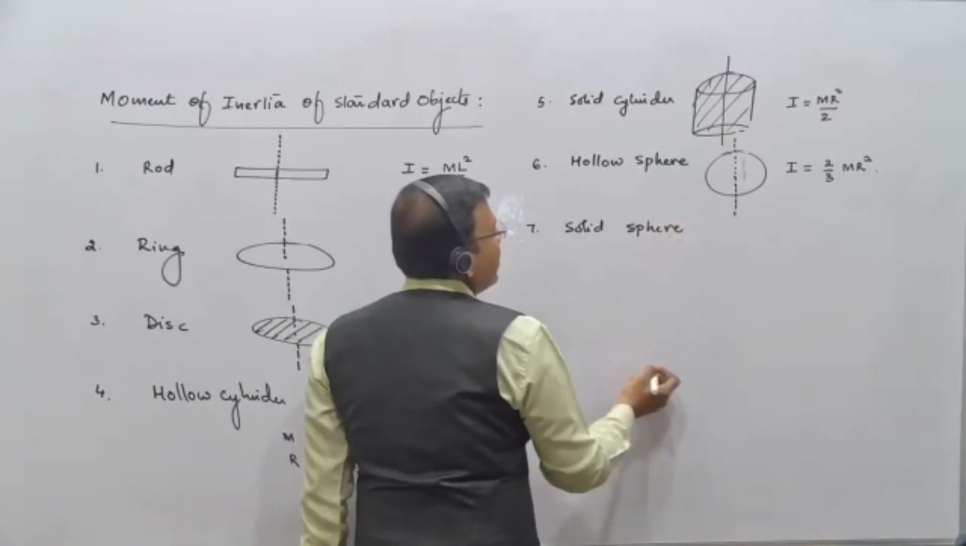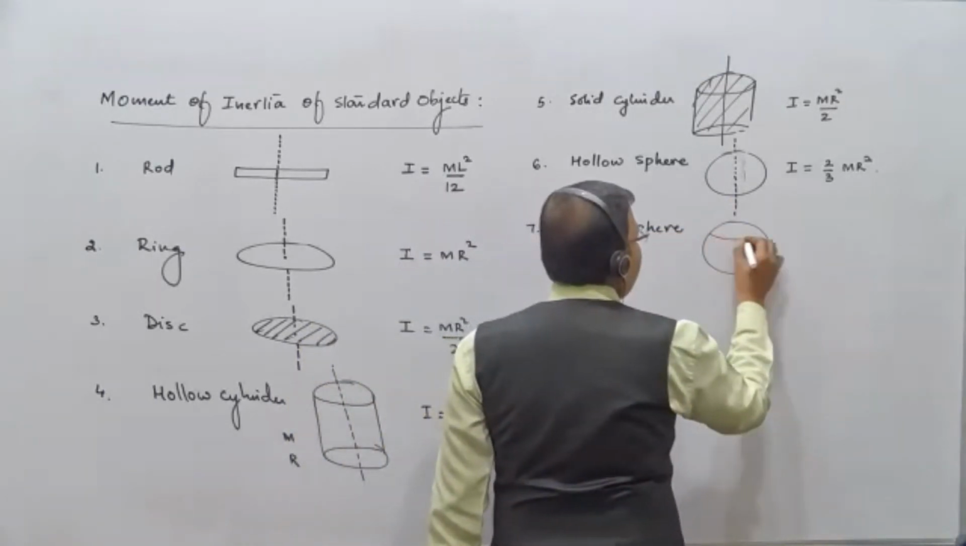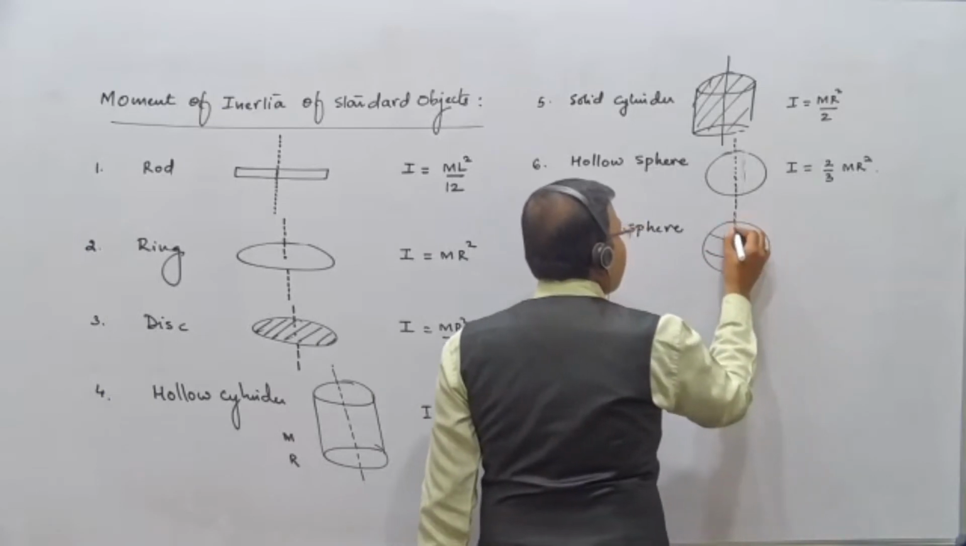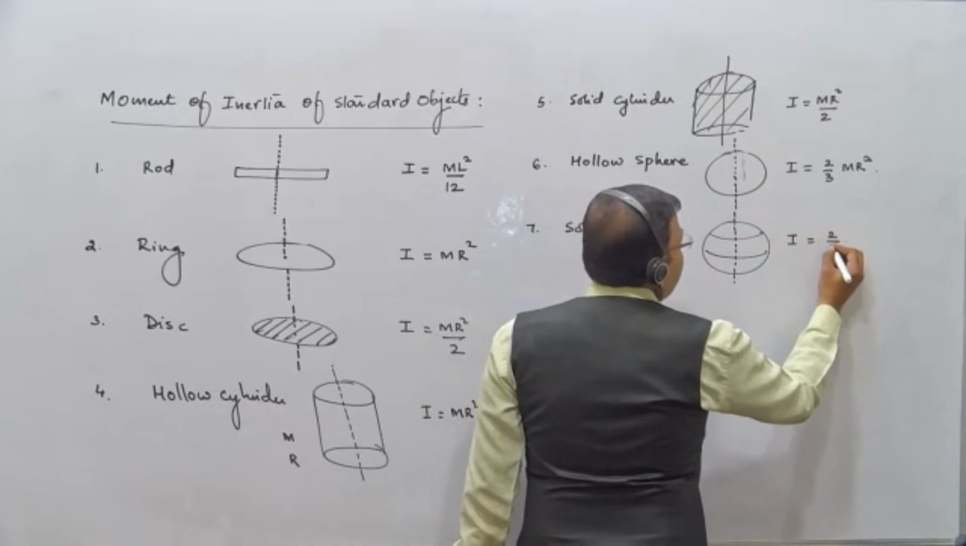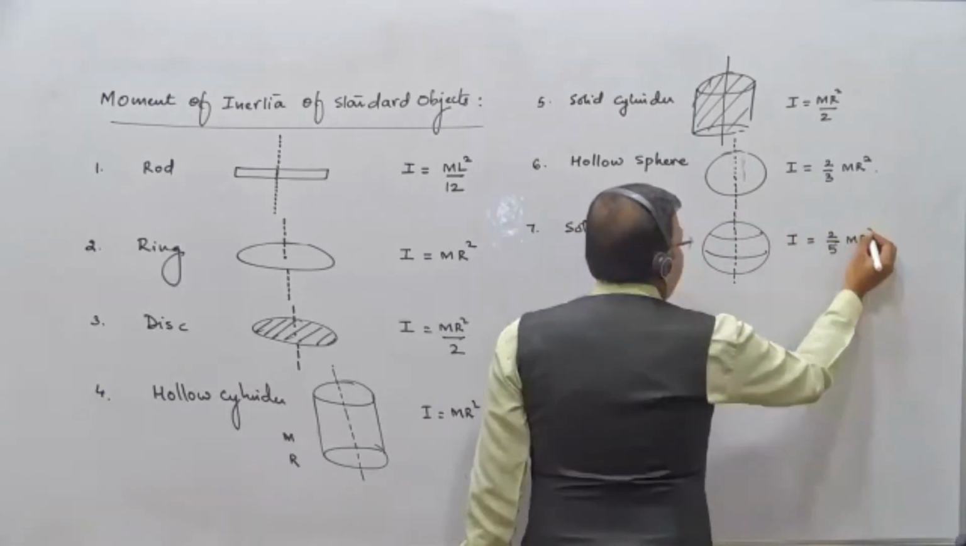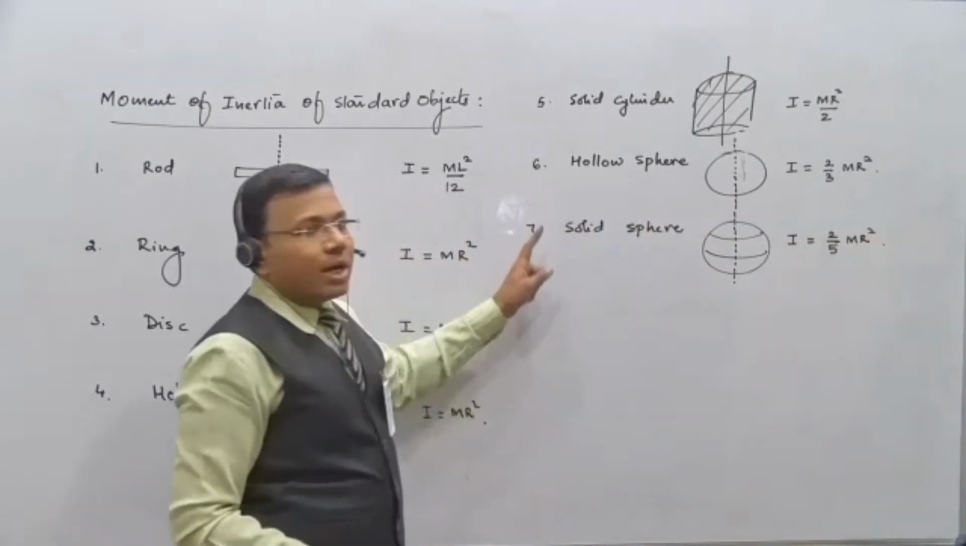And for the solid sphere, see beta, solid means inside also complete material is there. So here I am drawing it this way, and here it is 2 by 5 MR square. This you have to remember, 2 by 3 and this is 2 by 5.